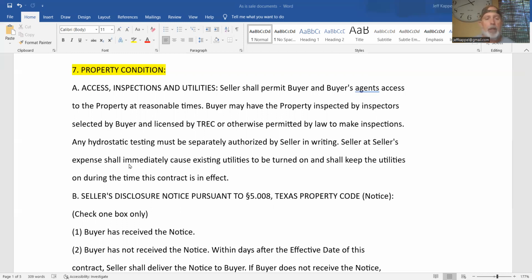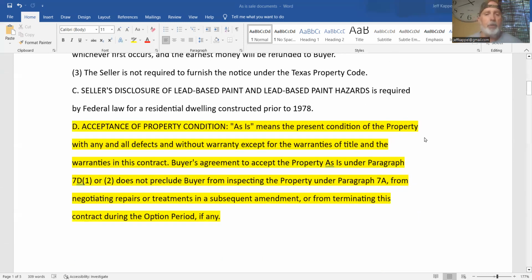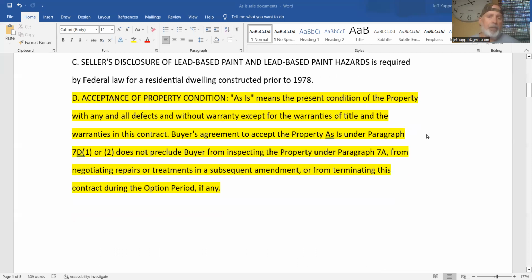So that's one reason that you're required to get authorization from the seller in order to do that. And basically it just says that at seller's expense, the existing utilities and everything will be turned on so they can do the inspection. So, okay, that's the general explanation of as is.